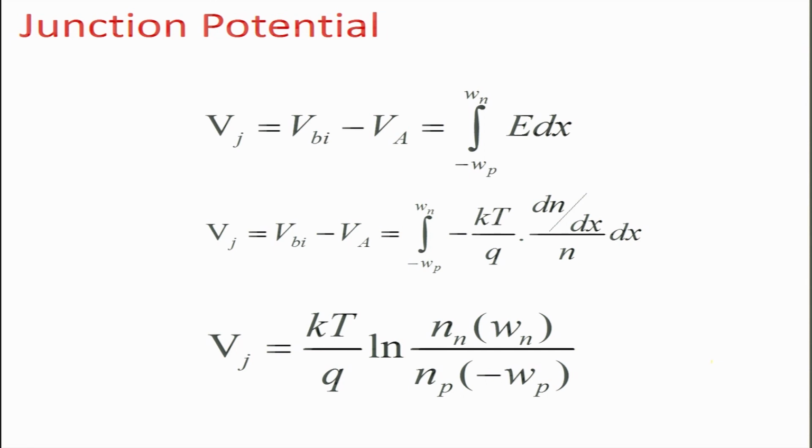Since we are taking this in terms of electrons, we get the relation for electron concentration. What is Nn? Nn is nothing but the majority carrier concentration on the N side at Wn. Np is the minority carrier concentration at minus Wp. So, the log of the ratio of the majority carrier concentration on the N side to the minority carrier concentration on the P side, multiplied by kT by q, is the junction potential. This is what we have established till now.